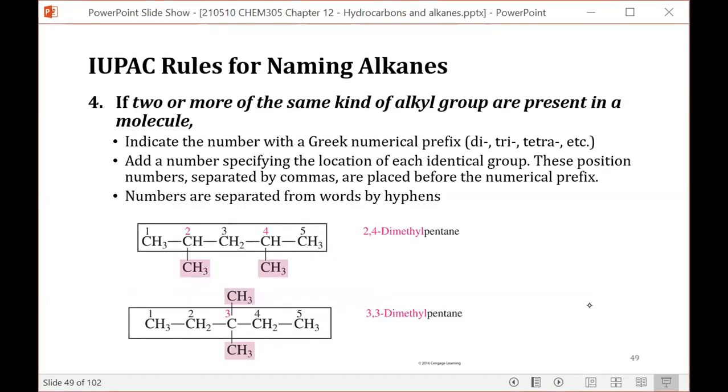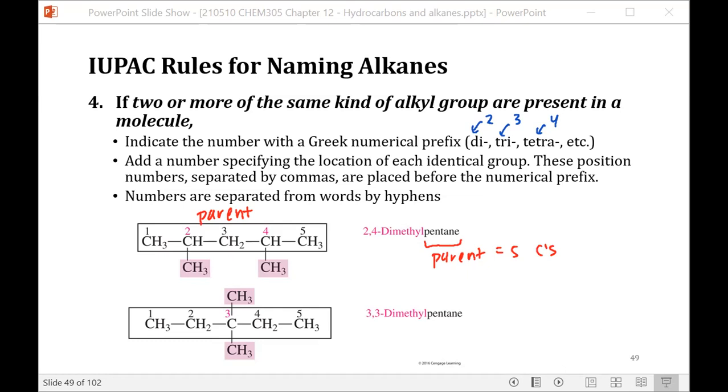Okay, so now what if you have 2 or more of the same type of alkyl group present on a molecule? Well, you want to indicate how many you have present using the Greek numerical prefix system. So in the Greek system, di means 2, tri means 3, tetra means 4, penta means 5, hexa means 6, etc. So let's say you have a parent chain of 5 carbons. You've already identified that as the parent chain. Five C's, so it's pentane.